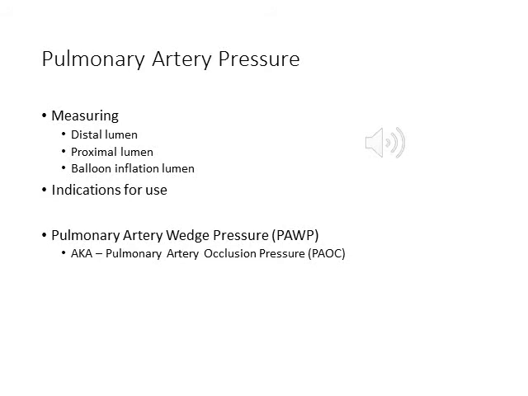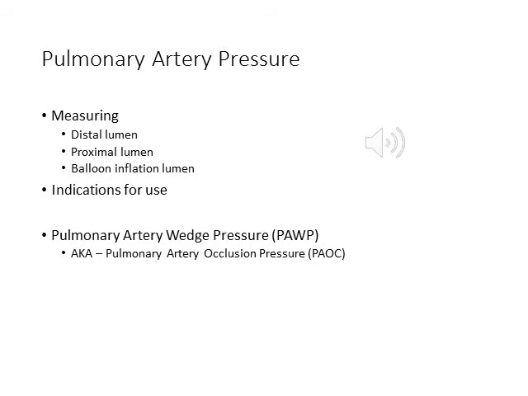So it is a central line. It is put in with sterile technique. It's also called a Swan-Ganz catheter, and it's used to measure the pulmonary artery pressure and the pulmonary artery wedge pressure, which is also known now as pulmonary artery occlusion pressure. Indications for use include cardiogenic shock and people having CABG, or coronary artery bypass graft surgery. So there are 3 lumens in the catheter.